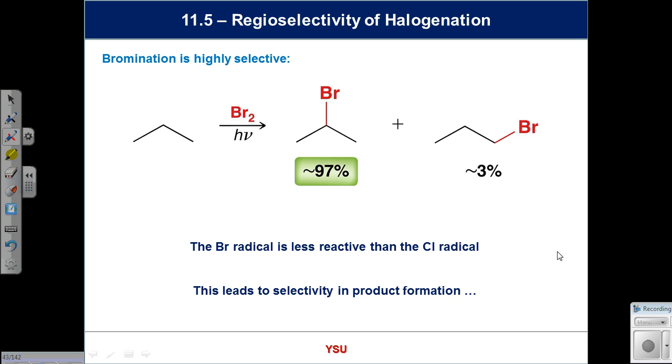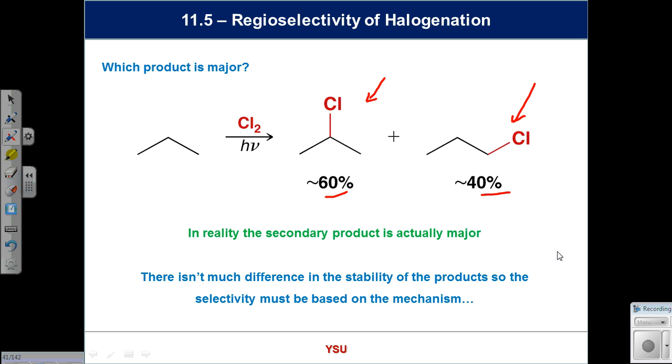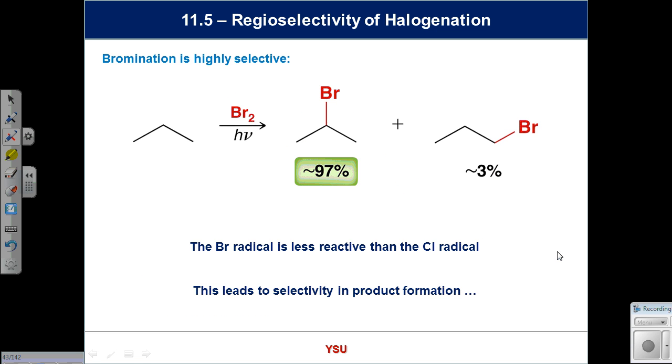Look at my numbers. On my previous slide, I had 60% in the secondary position, 40% in the primary position. That's not much use to us. That's 3 to 2. That means separations. That means industrially, economically, not that great because you get a lot of waste. Well, go to this system. Look at that. Bromination, for some reason, gives me a much cleaner reaction in which you get 97% secondary and only 3% of the primary. That's a big difference.